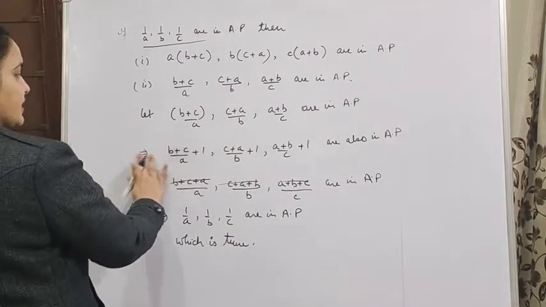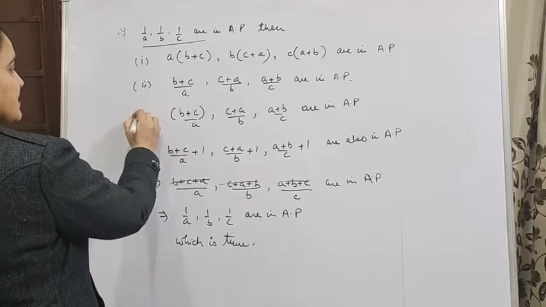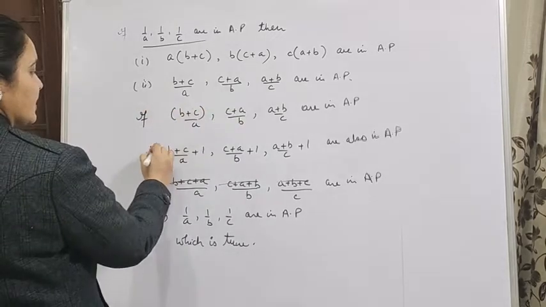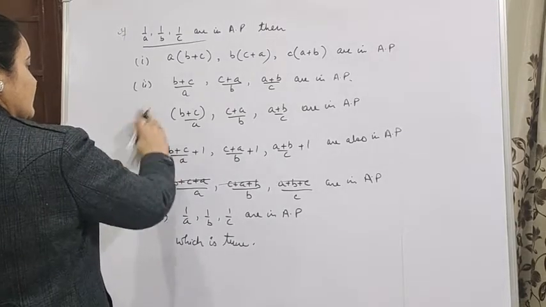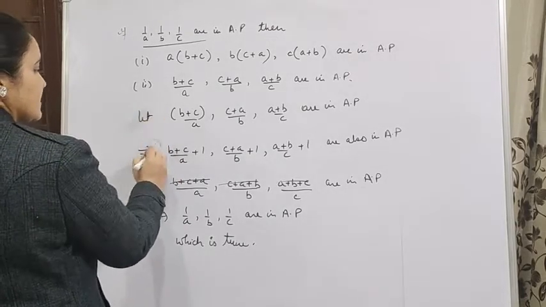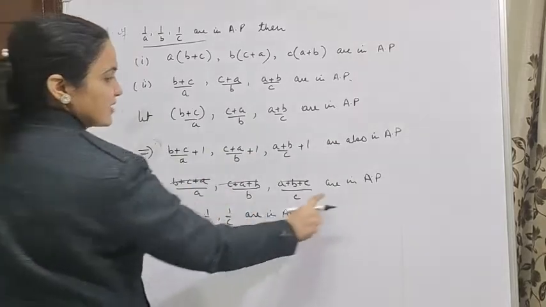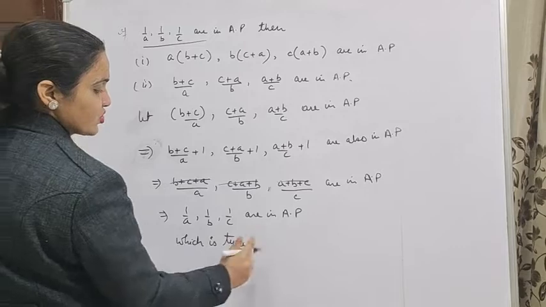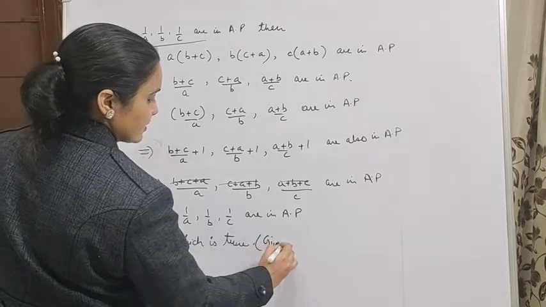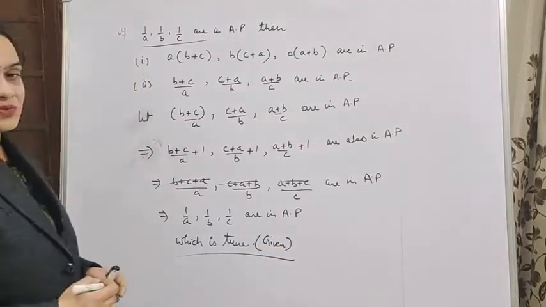This is in AP. We will write it like this: let this be in AP, then this will imply this is also in AP, then this will imply this is also in AP, then this will imply this is in AP, and it is true, given to us. So this completes the solution.